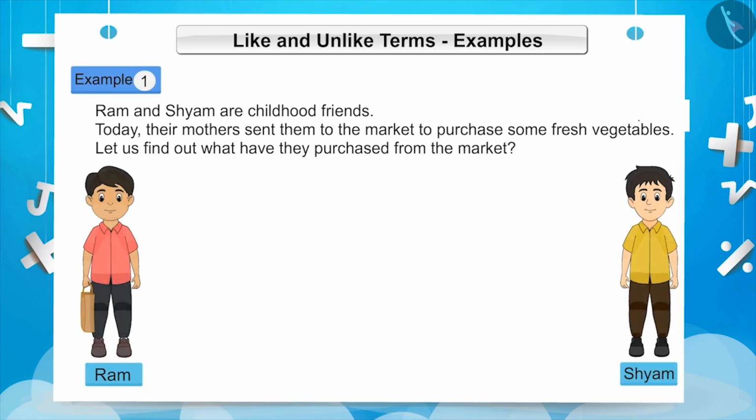Example 1. Ram and Shyam are childhood friends. Today, their mother sent them to the market to purchase some fresh vegetables. Let us see what they have purchased from the market.